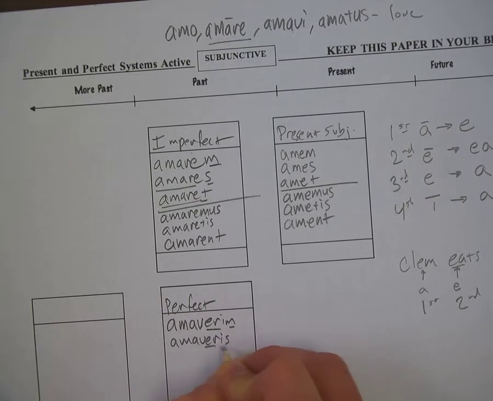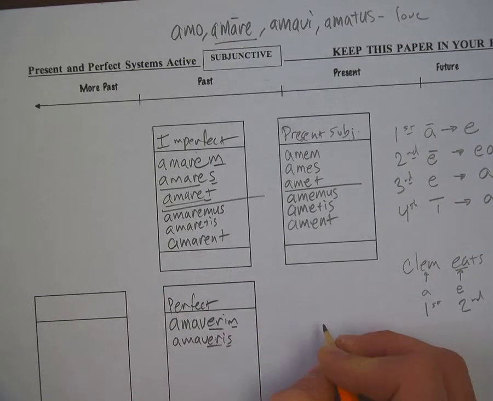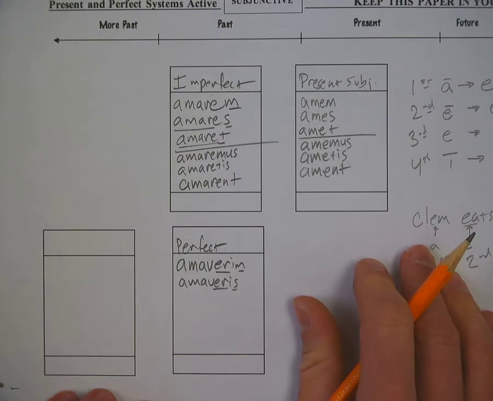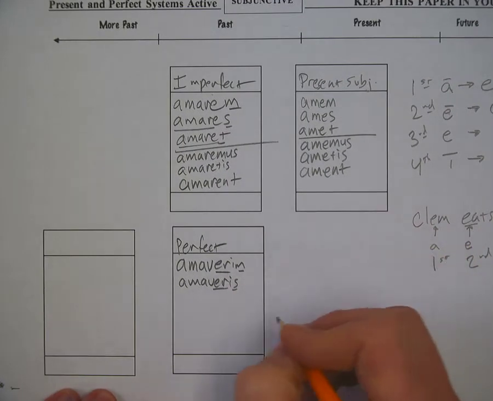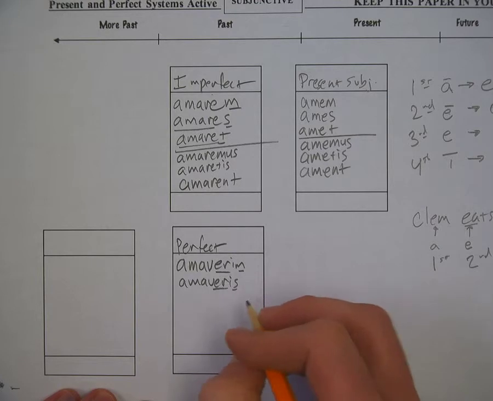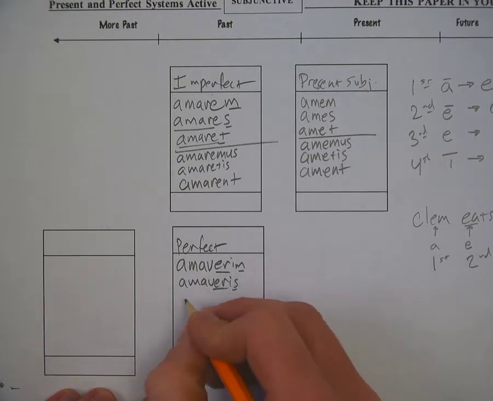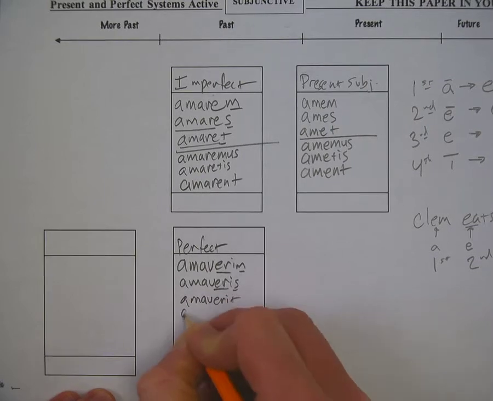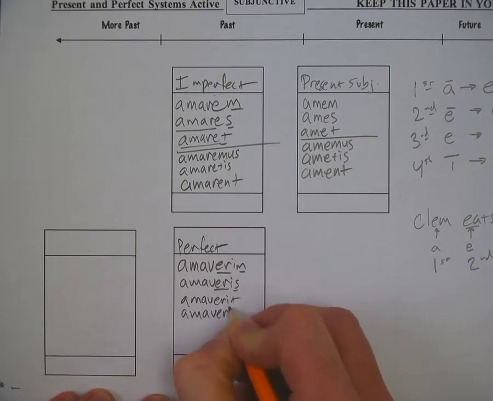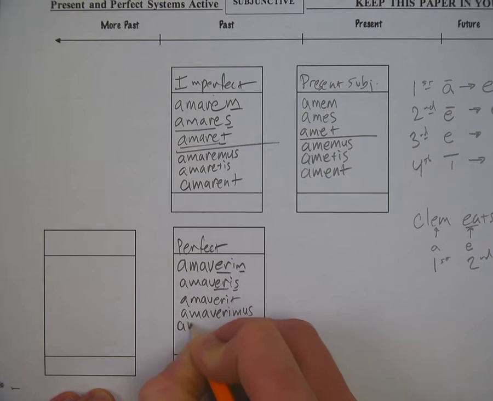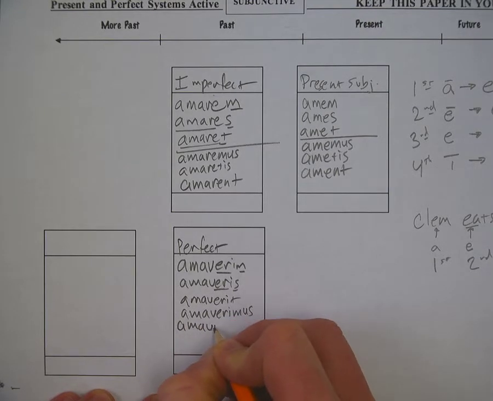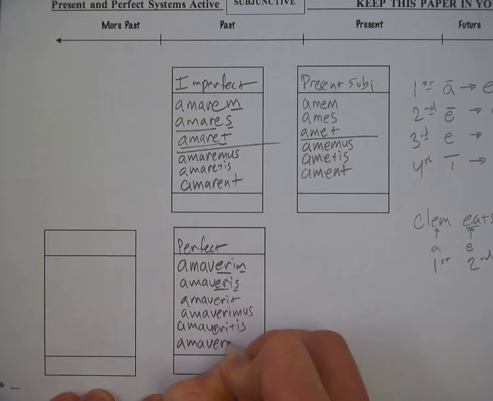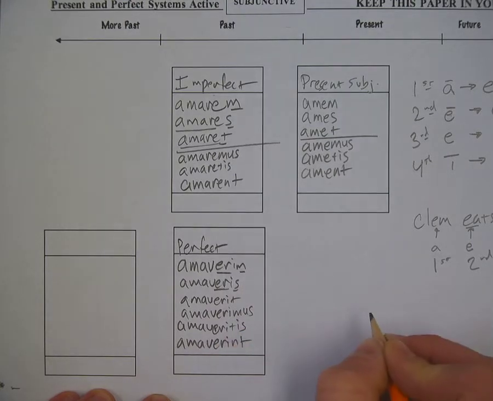Amaveris. And you might notice this is the same as the future perfect, right? Almost the same. Amavero is future perfect, but basically it's the same. That's why a lot of people think, future and subjunctive, they were maybe the same forms at one time. Amaverit. Amaverimus. Amaveritis. Amaverint. And that's how it goes.